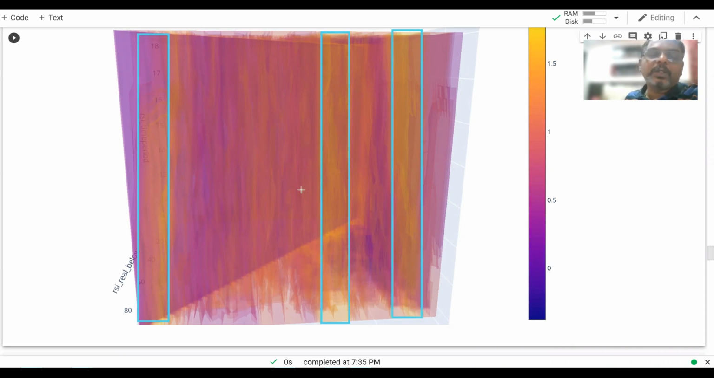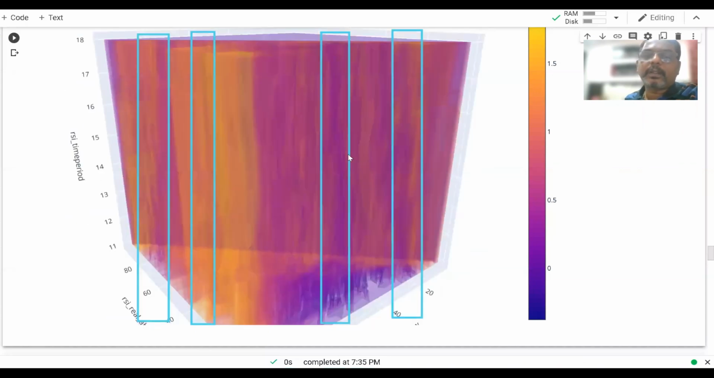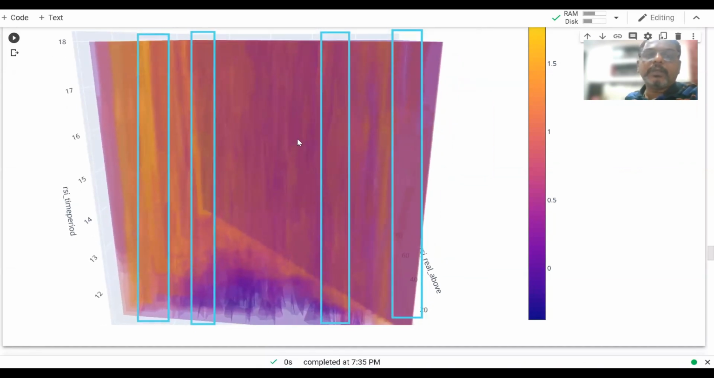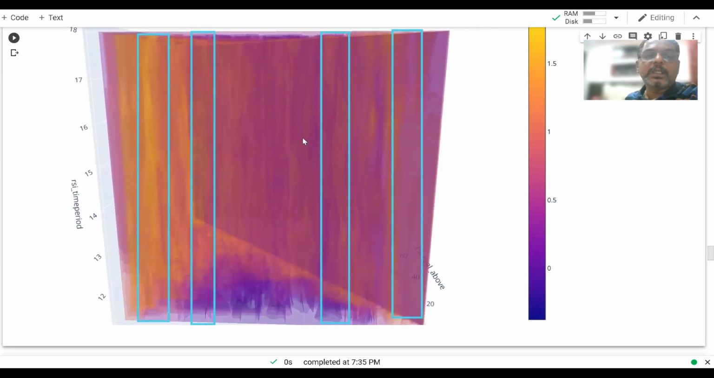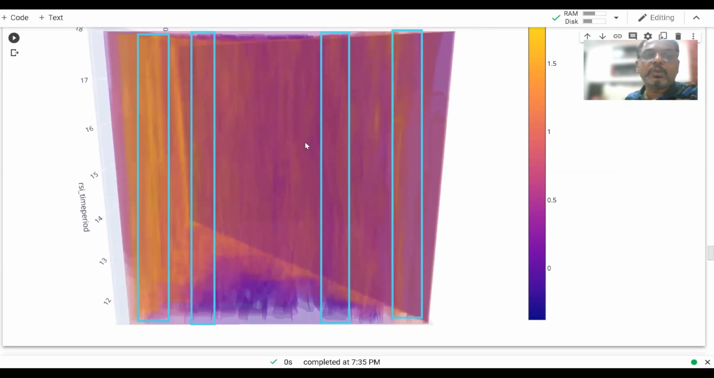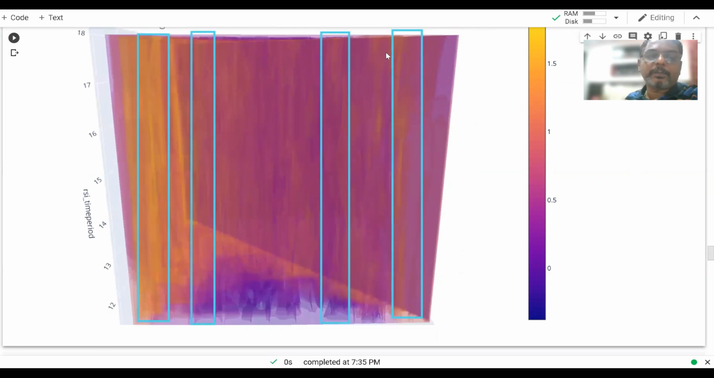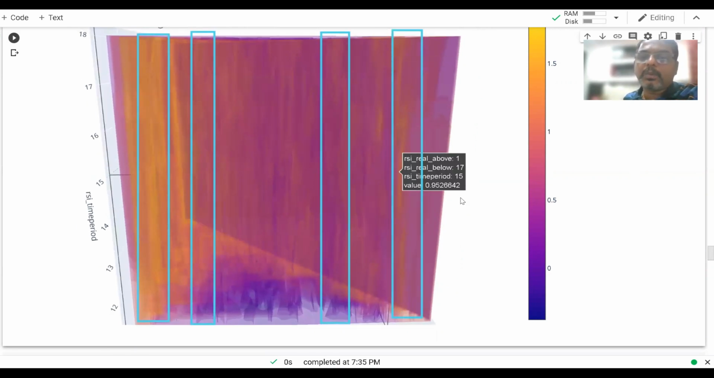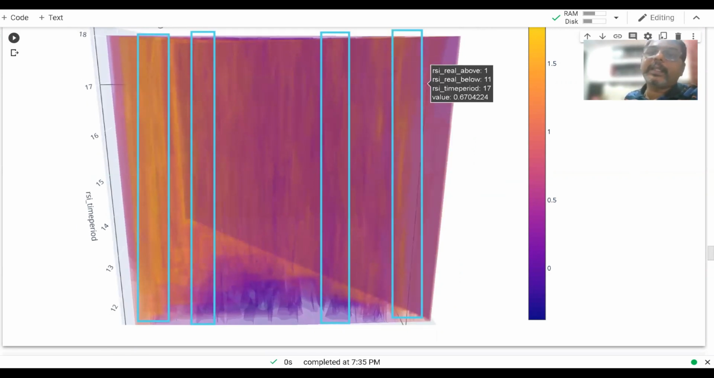Okay, you are able to probably see this. This is on this side, and if I rotate it around, even on this rotation, I am also able to see those kind of column formations. So what does it really mean?